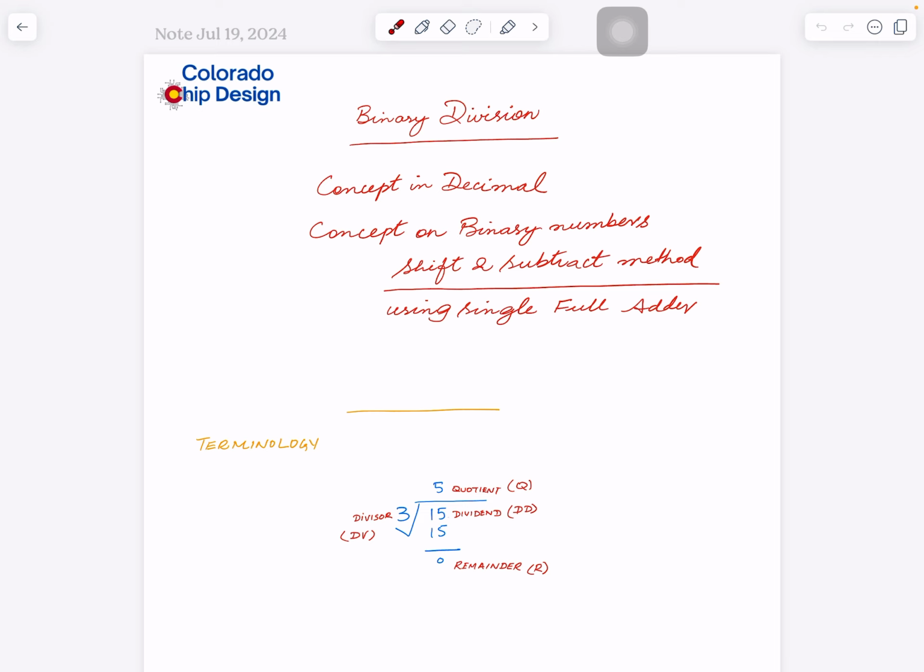I'm going to start explaining the concept of division on binary numbers and what hardware we can use for that. Before we go into binary, we need to look into decimal division because the concept is similar. Now the thing is with decimal, since we have been doing it for ages, sometimes we don't even think of what the process is. It just happens so quickly, automatically in our brain, right?